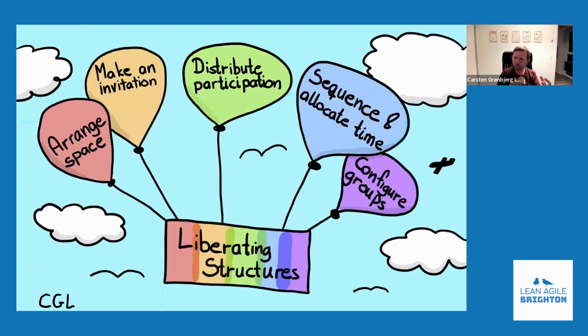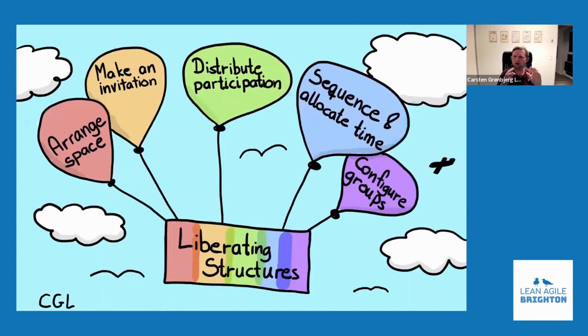And as I previously said, what we're trying to do is distribute participation. So we want to distribute it to the entire crowd, not just 2 or 3, but to the entire crowd at once. So everybody can contribute and it's not just 2 or 3 people running the show. So that is always included in the liberating structure.